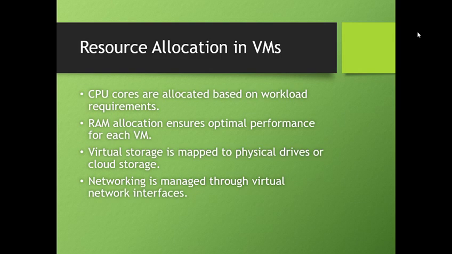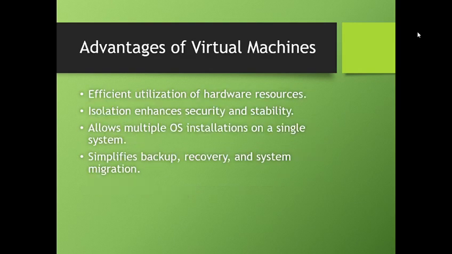The CPU cores are allocated based on the workload requirements. RAM allocation ensures optimal performance for each VM. Virtual storage is mapped to physical drives or cloud storage. The networking is managed through virtual network interfaces.